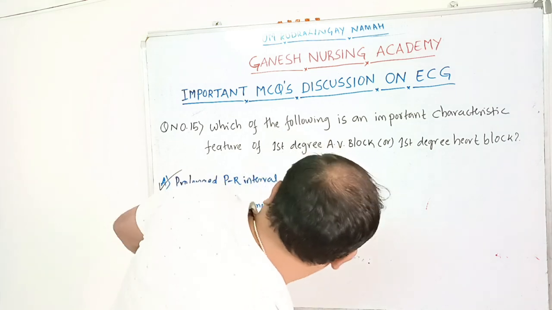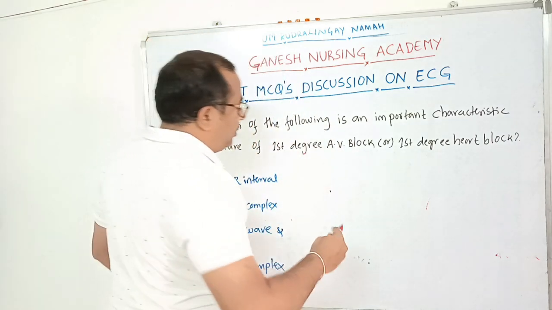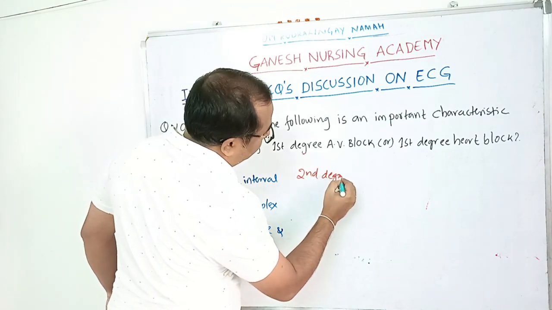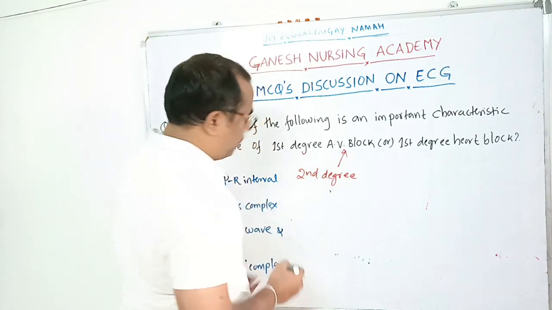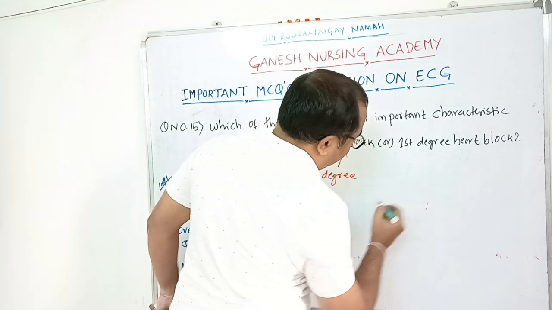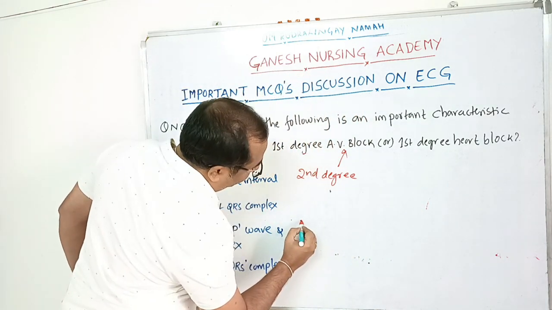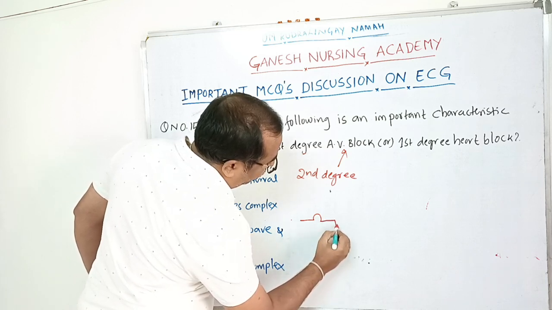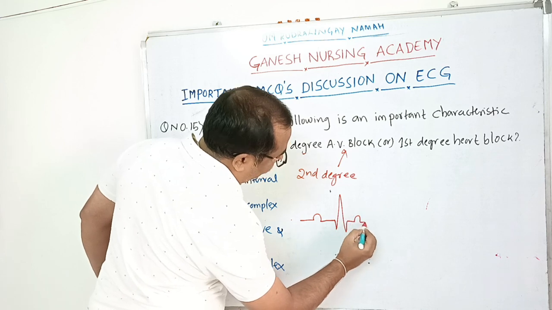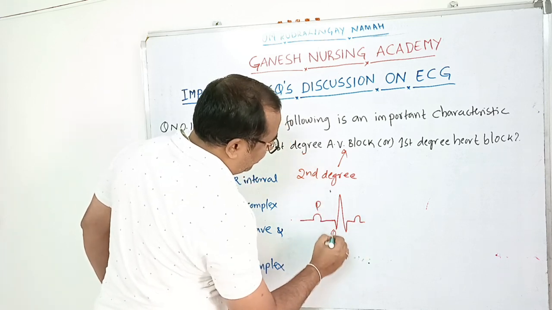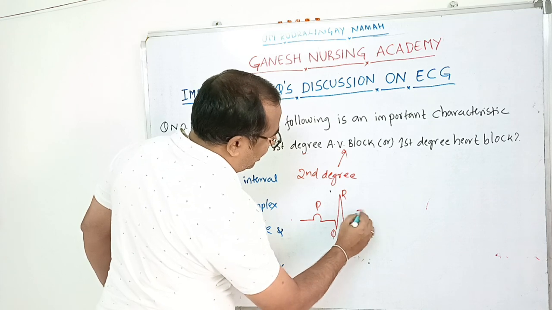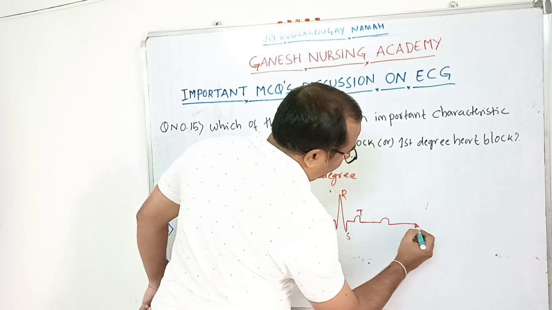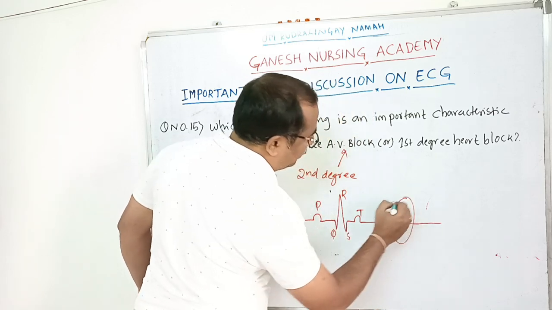Now what is this missing of QRS complex? So this missing of QRS complex we see in the second degree AV block. What happens here? The P wave will be there, then the QRS complex will be there. The PR interval may be prolonged, and after that there is a P wave, but it is not at all followed by a QRS complex. The QRS complex is completely absent here.